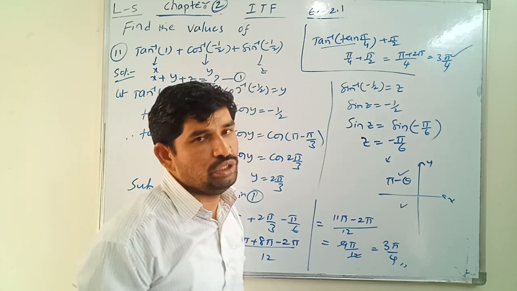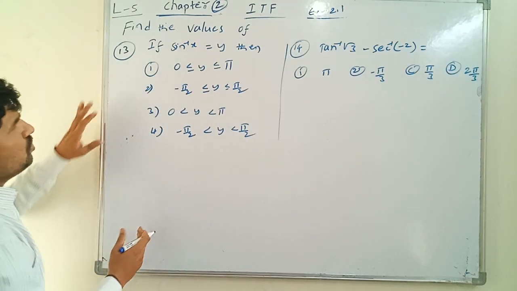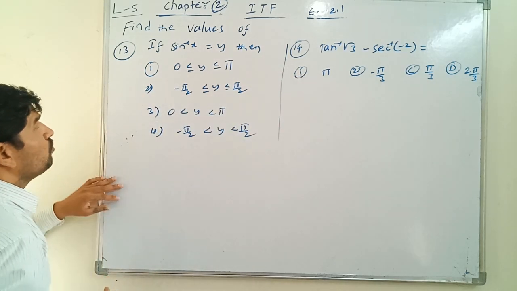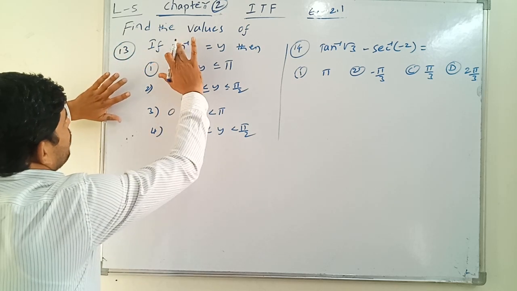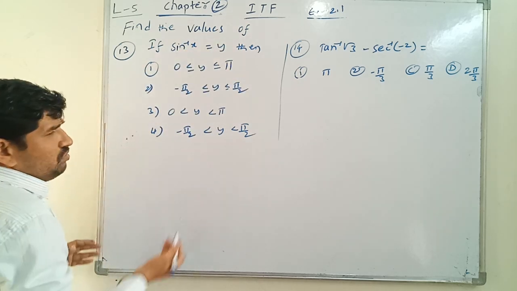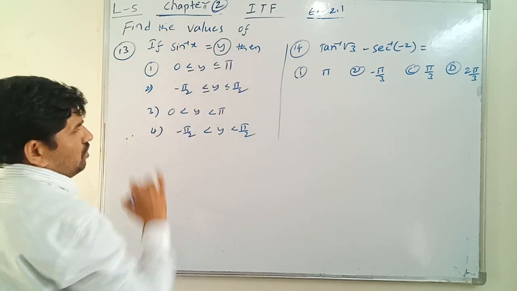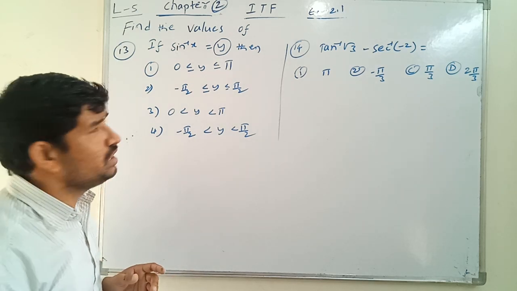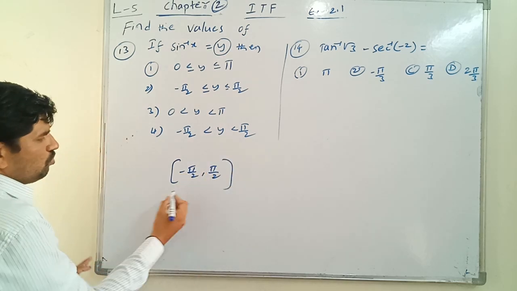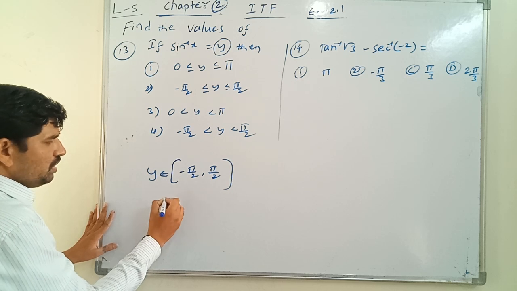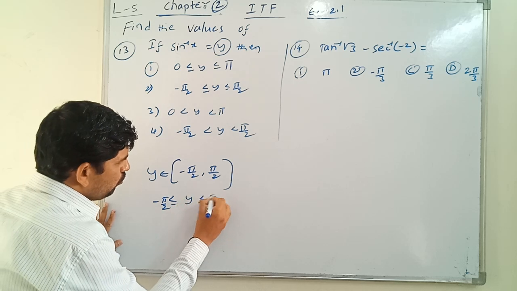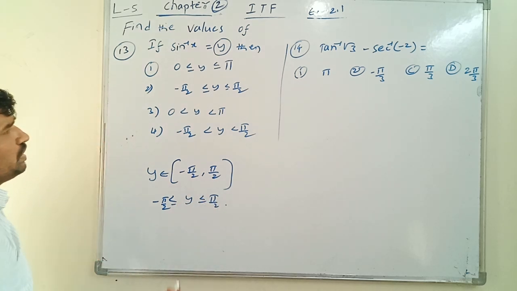So we can see the next question. See question number 13 and 14. After 14, exercise 2.1 will be complete. If sin inverse x is equal to y, then what is y here? It should be in the range of the inverse trigonometric function. We know that the range is minus pi by 2 to pi by 2, closed interval. So we can write y belongs to minus pi by 2 less than or equal to y less than or equal to pi by 2, because of the closed interval. See which option is correct. So the second option is correct.